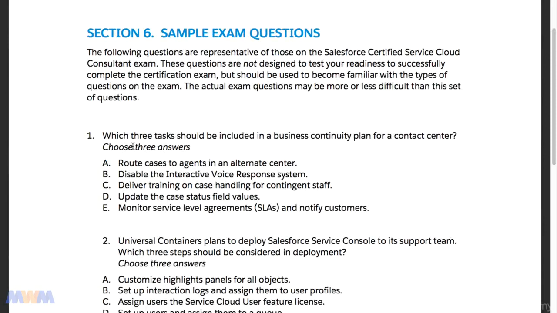So let's look at sample question number 1 from the exam guide. This is a good example of a question that isn't necessarily related to Salesforce, but more related to dealing with contact centers in general. These are just industry-specific best practices that you need to be familiar with.